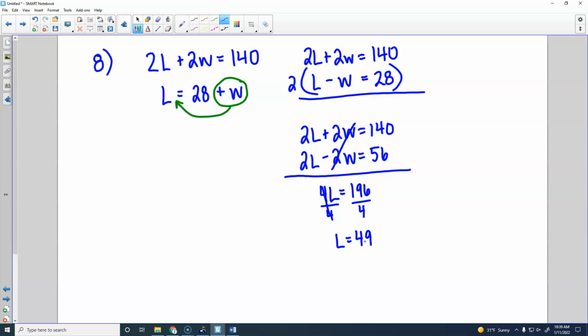The question asks us for the width. So to find the width, we would need to plug back into one of these original equations. So I would plug in here 49 equals 28 plus W. So if you subtract your 28, here you're going to get 21. So that would be our answer here, 21 inches. Now, you don't have to do it like that. I just wanted to show that to you. If the substitution doesn't make sense to you, you can always just arrange it so that you can use elimination there. You should get the same answer if you use substitution. Okay, questions?